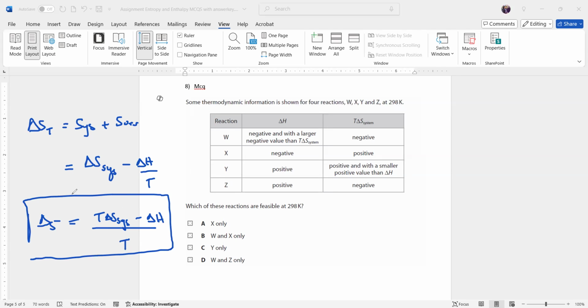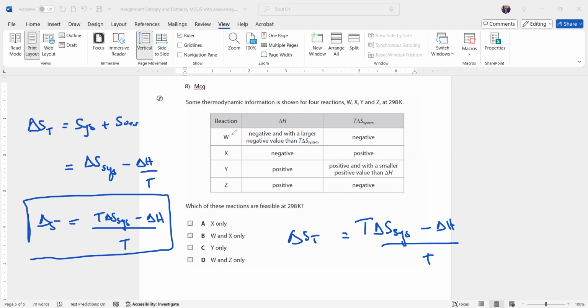Which of these reactions are feasible at 298 Kelvin? The one which gives a positive result will be feasible. If the total entropy is negative, that won't be feasible. So you have to select which reactions are feasible. You have the equation that T delta S system minus delta H over T will give us the total entropy of the reaction.